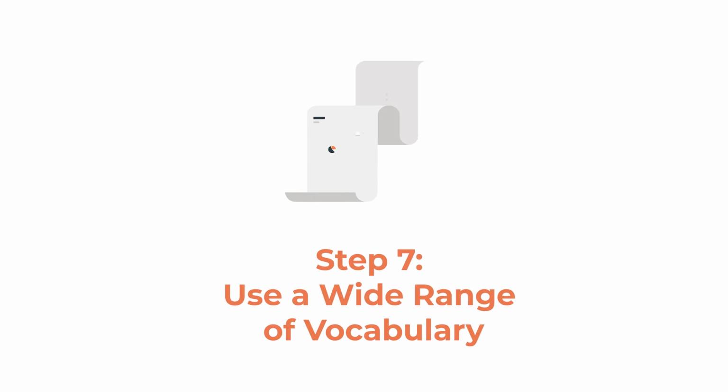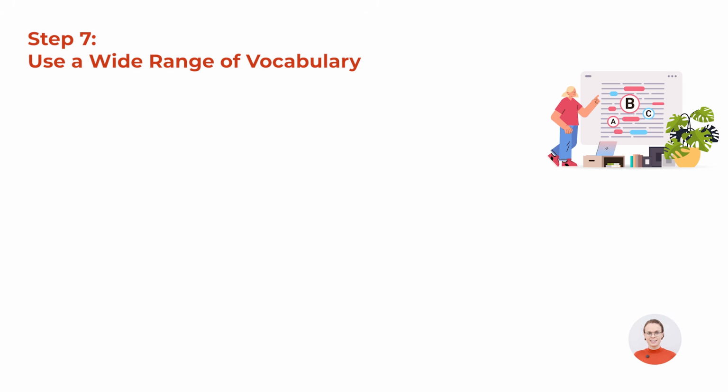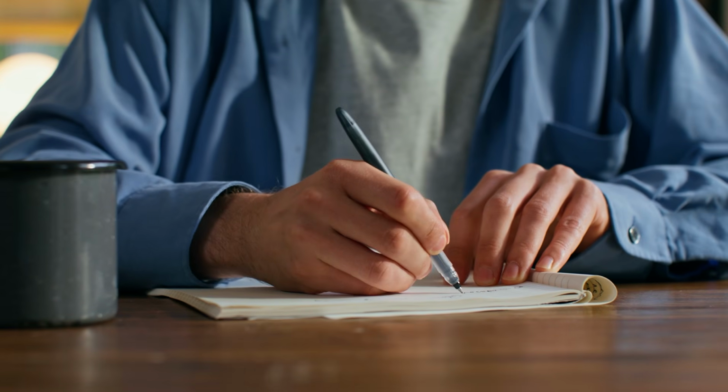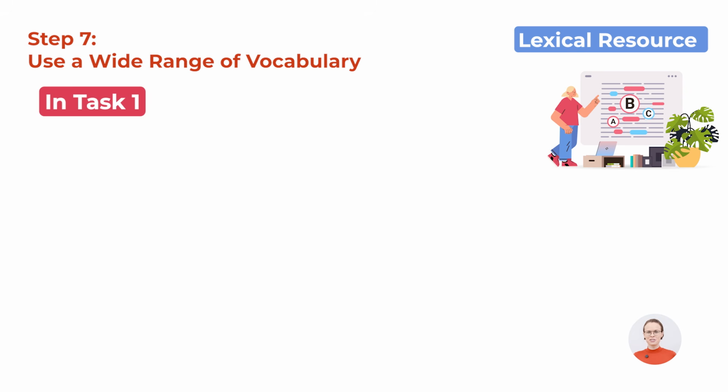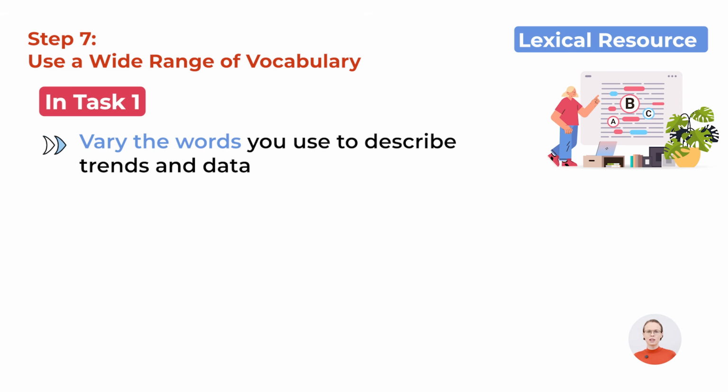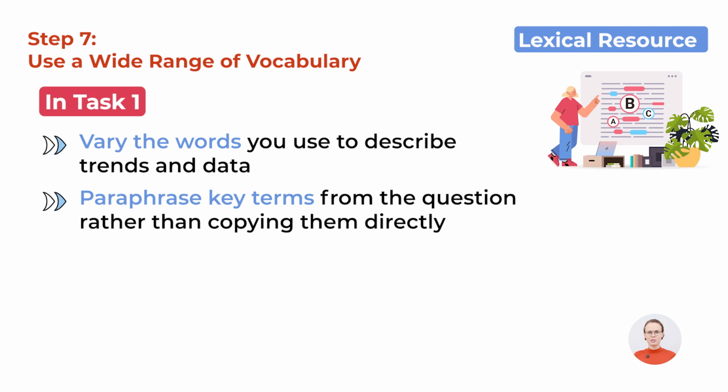The next step is about vocabulary. Specifically, it focuses on your lexical resource score, which is one of the 4 areas the examiner uses to assess your answer. To score well on lexical resource, you need to show that you can use a range of vocabulary accurately and appropriately. In task 1, this means 2 things. First, vary the words you use to describe trends and data, so that you don't repeat the same verbs and adjectives throughout. Second, paraphrase key terms from the question rather than copying them directly.